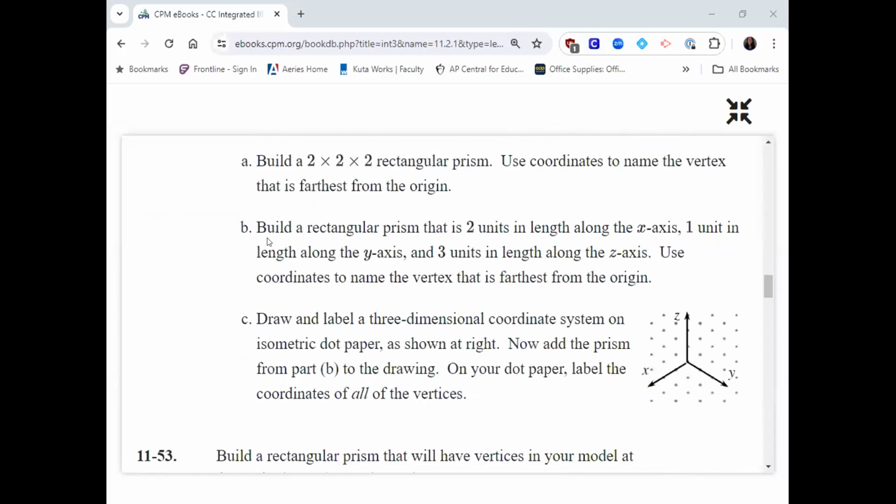Okay. B, build a rectangular prism that is 2 units in length along the x-axis, 1 unit in length along the y-axis, and 3 units in length along the z-axis. Use coordinates to name the vertex that is farthest from the origin. Okay, 2 along the x-axis, 1 along the y-axis, and 3 along the z-axis.